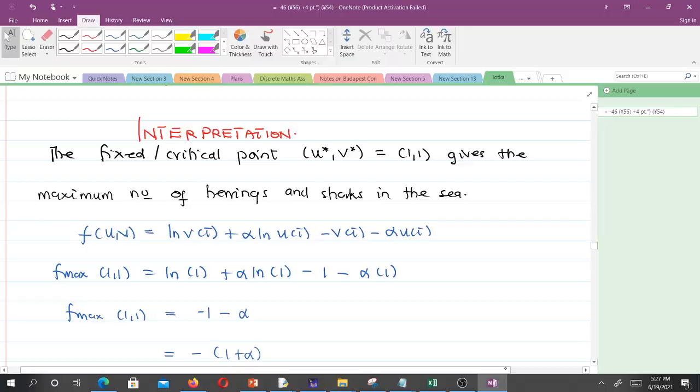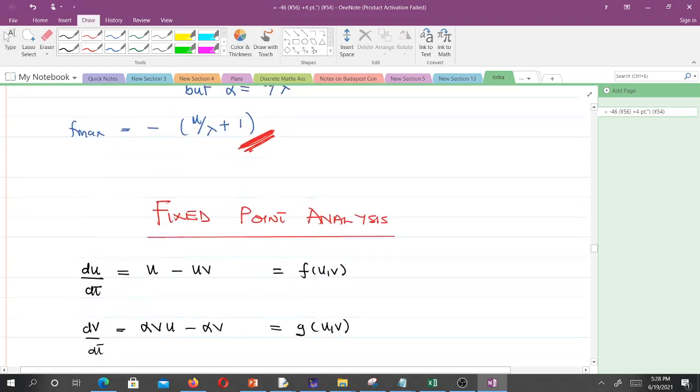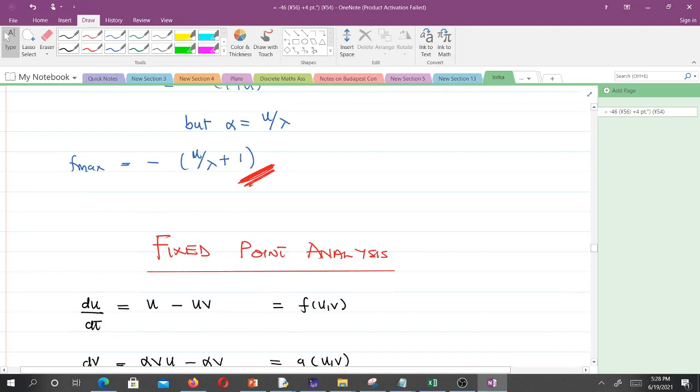Okay, so when we put that into our system, we are going to get ln 1 plus alpha ln 1 minus 1 minus alpha times 1, which will give us minus 1 minus alpha, which is minus 1 plus alpha with the sign flipped. But if you could recall, alpha was given to be mu over lambda, so we can see f max is equal to minus mu over lambda plus 1, right? So this is the maximum point. That was by using the fixed plane analysis, right?